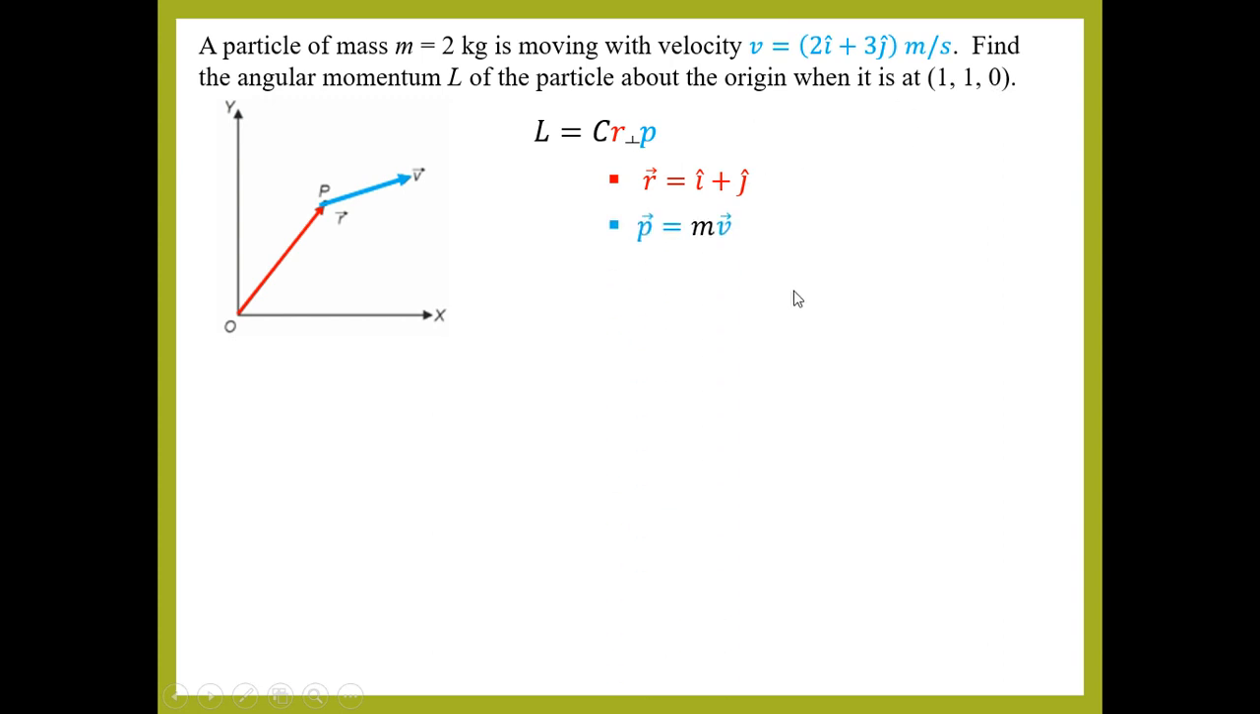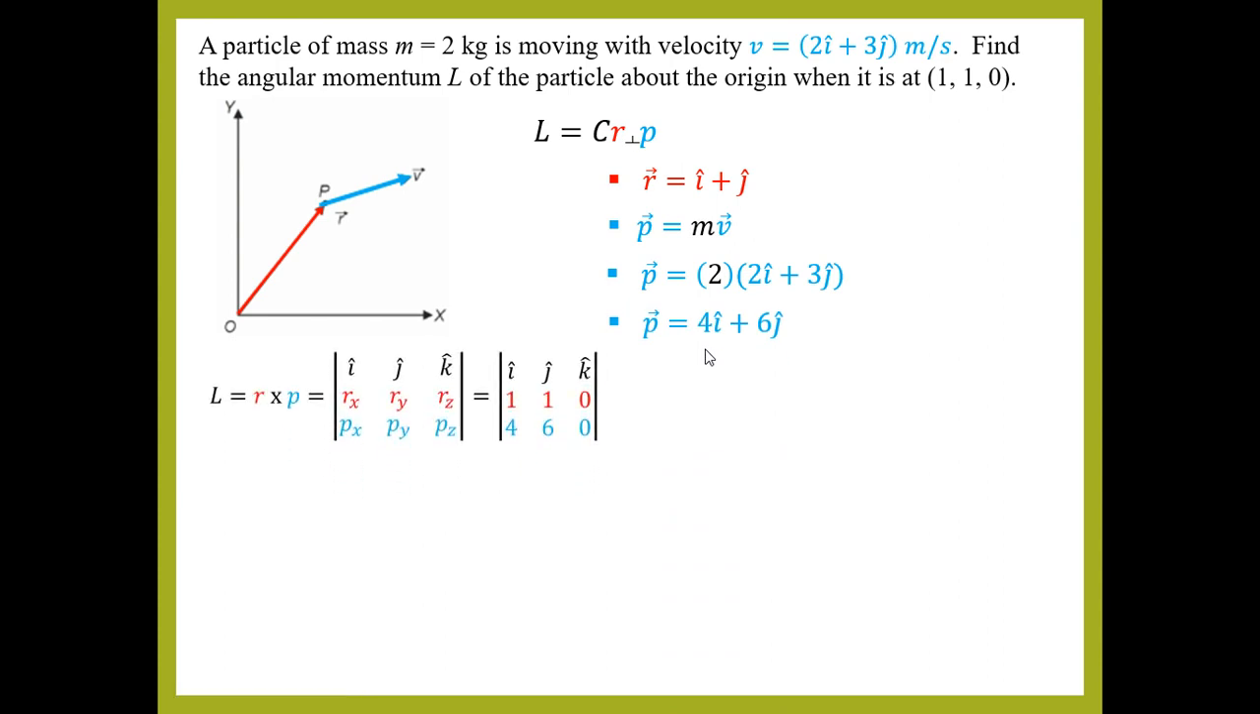Other than that, to find P, we employ the same strategy as previously found in the first example. To find linear momentum, we take mass times velocity. In this case, the mass is 2 again. Your velocity vector is in blue, and that is given as 2i plus 3j. And from here, we just distribute again the 2 to the 2 and the 2 to the 3. So that will yield a linear momentum of 4i plus 6j.